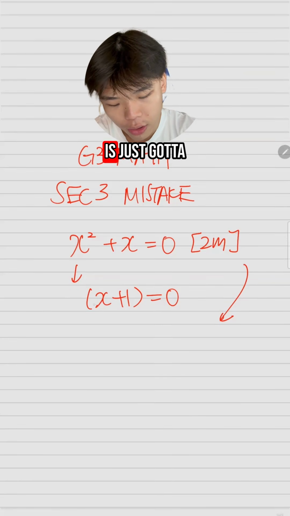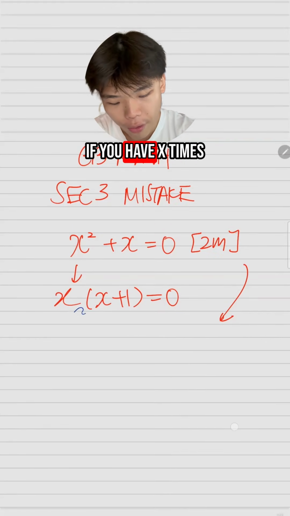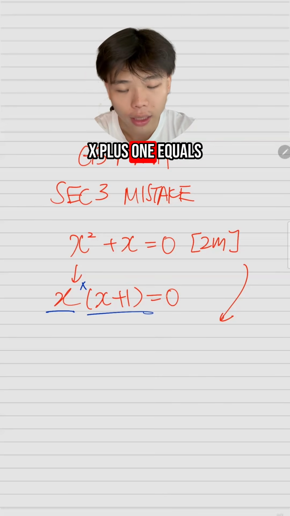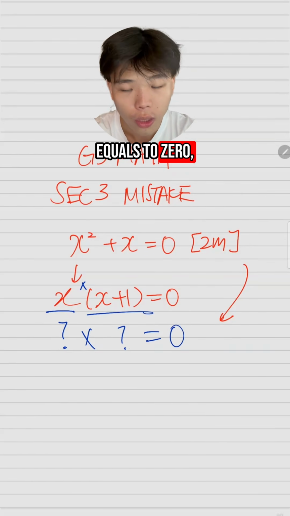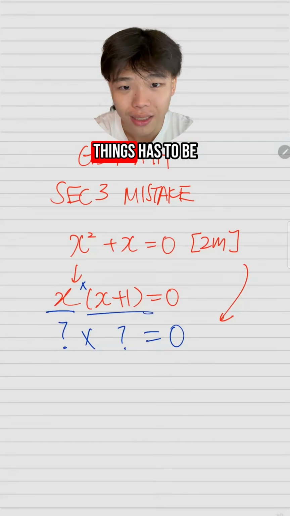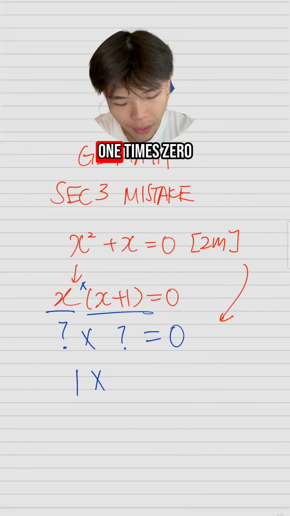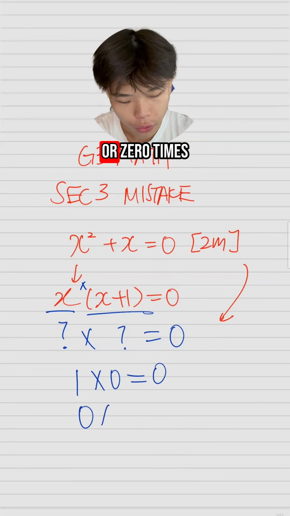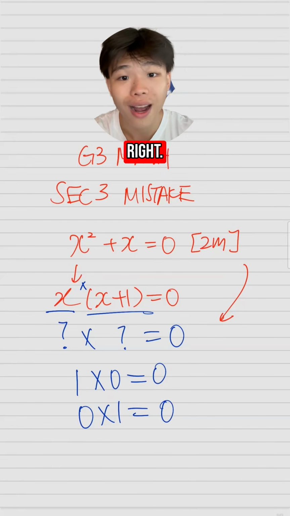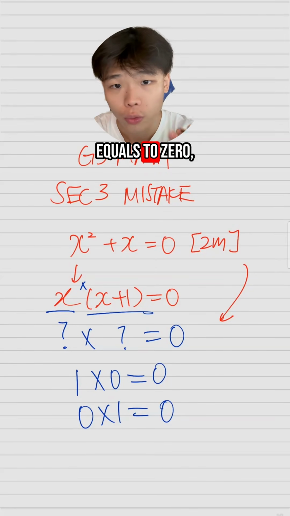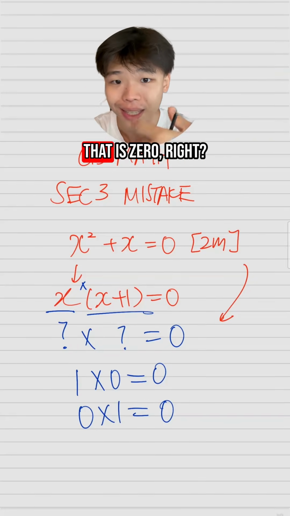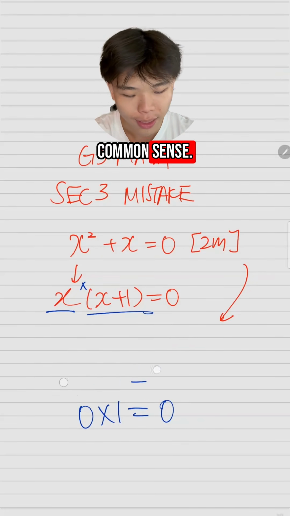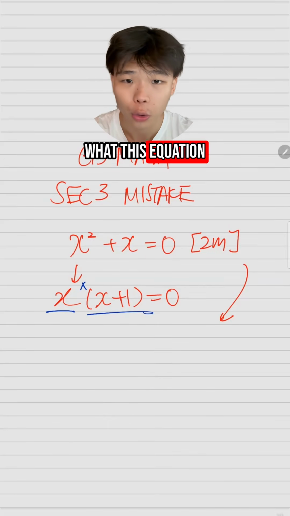Very simply put, it's just got to be like this. If you have x times x plus 1 equals to 0, right? If I have something times something equals to 0, that means that either one of the things has to be 0, because 1 times 0 will give me 0, or 0 times 1 will also give me 0, right? I don't know which one of the terms equals to 0, but I know that among both of them, there is at least one of them that is 0, right? That's some common sense, injecting some common sense into what this equation actually means.